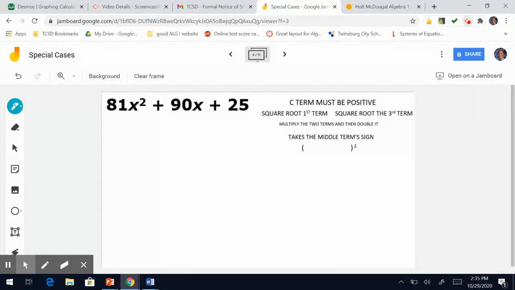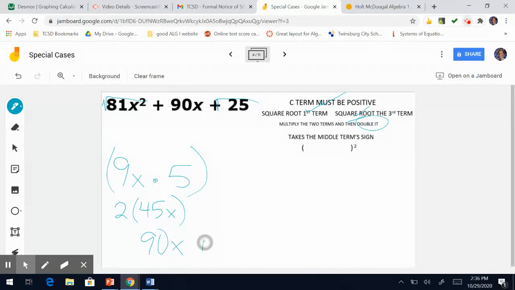C term must be positive. Is this term positive? Check. Square root the first term. Square root the second term. What is the square root of 81x squared? That gets me 9x. What's the square root of 25? 5. So I did that step. Multiply these two together, I get 45x. And then I'm going to do what with it? Double it. Multiply by 2, I get 90x.